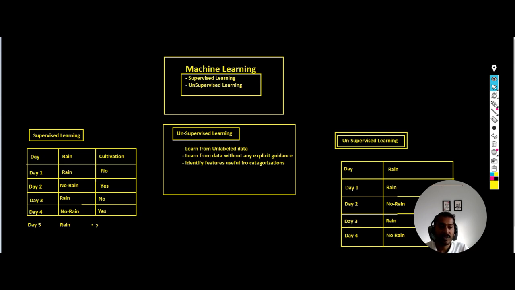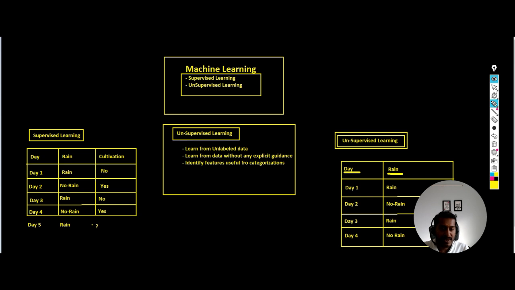So here I have taken one example of unsupervised learning. You can see this day one. There are two columns available. One is day and another one is rain happens. So day one has rain, day two has no rain, day three has rain, and day four has no rain. Here we don't have any output column. Again, this is a hypothetical situation, just to make you understand unsupervised learning.